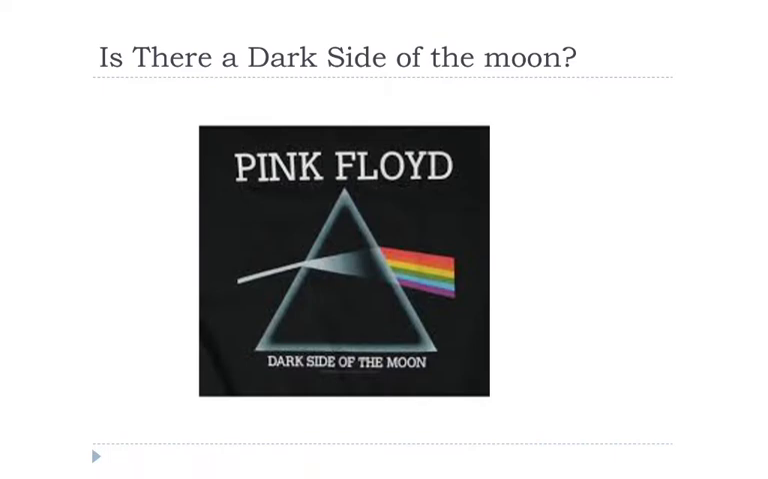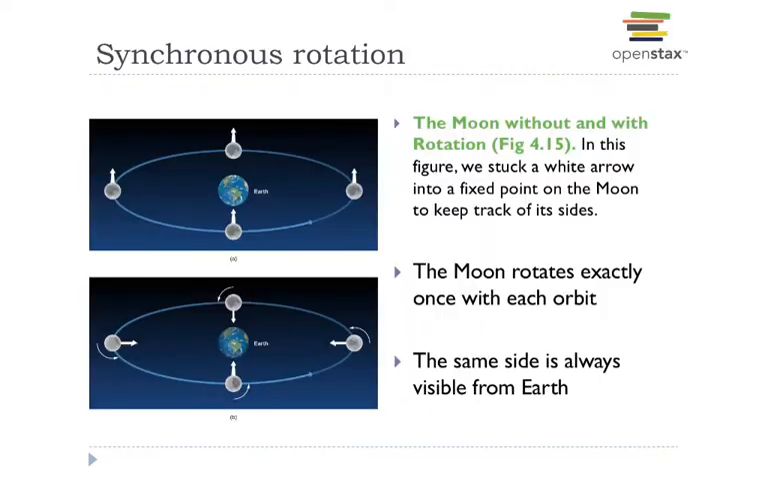So is there a dark side of the moon, as this band once suggested? The answer is actually no. There is not a dark side of the moon, but there is an other side of the moon, or the back side. We are in synchronous rotation with the moon, meaning that we're in a dance where we're always facing each other. As we orbit around, we are locked in and we always see the same side of the moon.